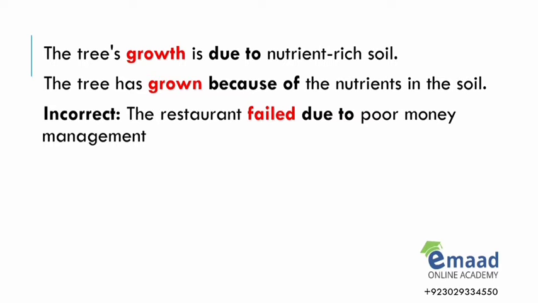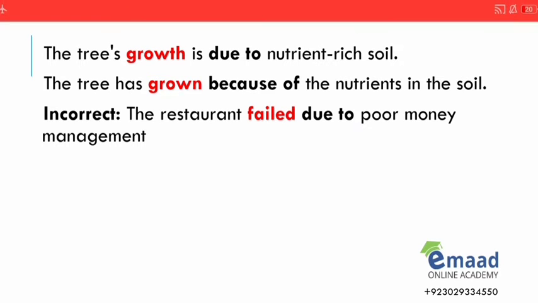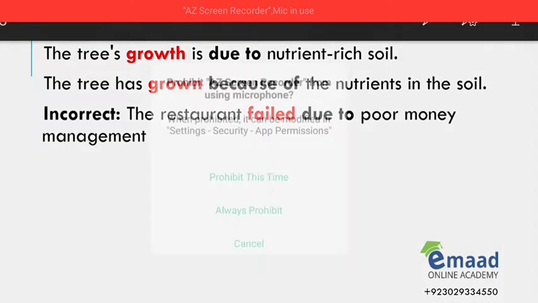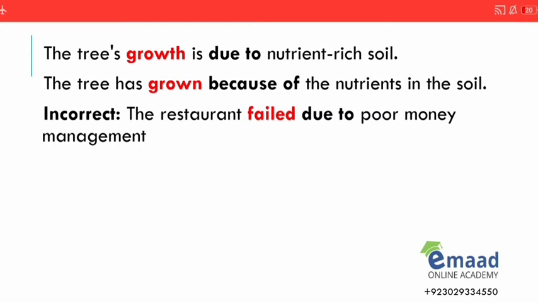So, can you tell me why? What's wrong in it? Due to is used to modify a noun, but here it is being used with the verb failed. The restaurant failed. So the restaurant failed due to poor money management. Due to is wrongly used here when the verb is failed.